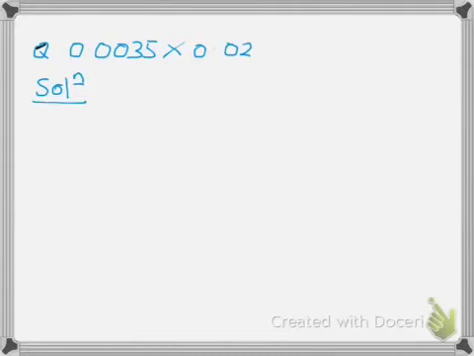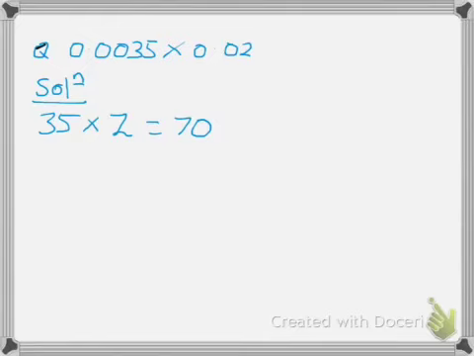Now the next one that I'm going to do is very similar. So my question is going to be 0.0035 multiplied by 0.02. And here's going to be my solution. So what I'm actually going to do is I'm going to do 35 multiplied by 2. Okay? And hopefully you all know that 35 times 2 is 70.